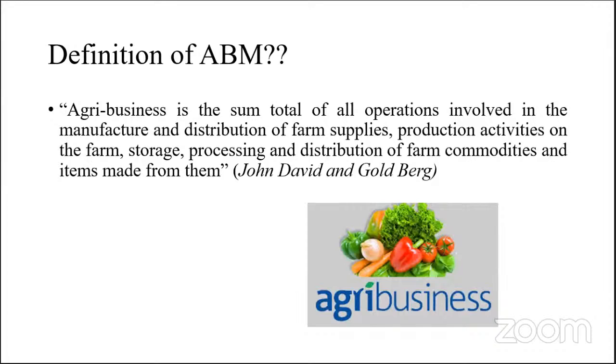It is the sum total of all the operations involved in manufacturing as well as distribution of farm supplies, and production activities on the farm. With respect to the farm, what are all the activities that we are going to take? That is storage, processing, distribution, transportation, and manufacturing of farm products and the items made from them. So from the raw materials to the final product, and reaching the customer, all the activities involved in between are agribusiness.